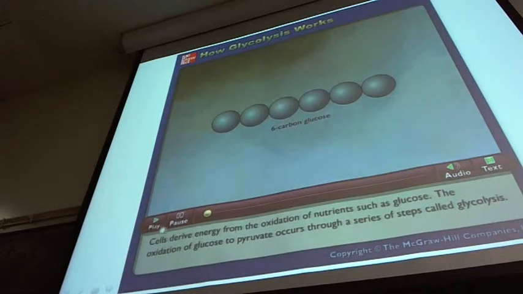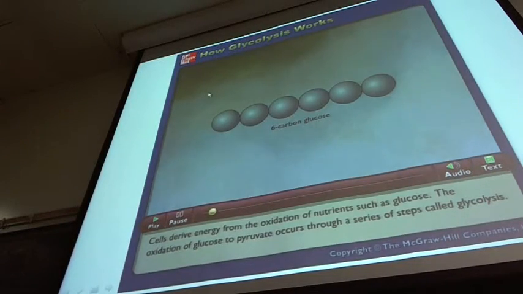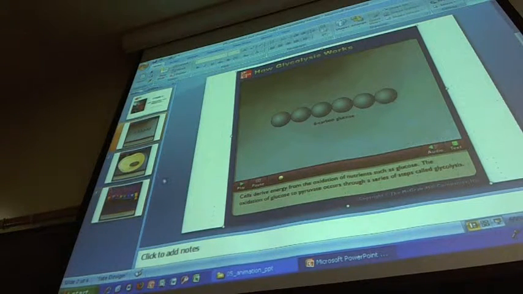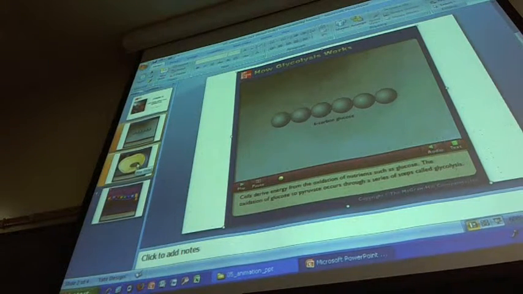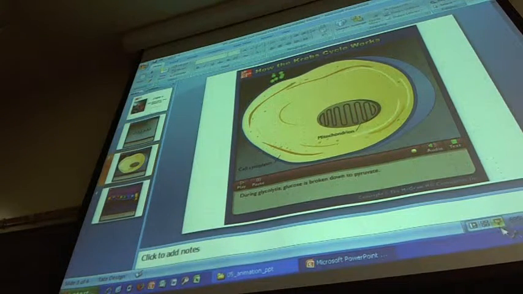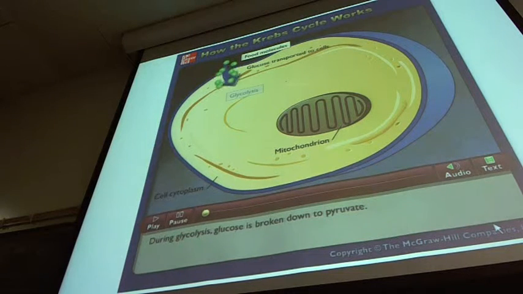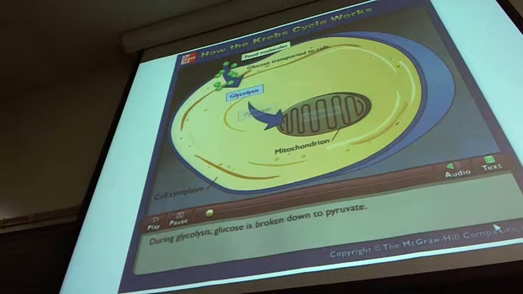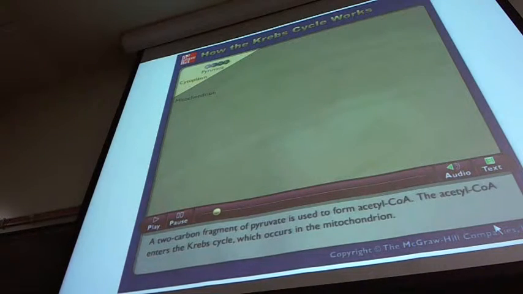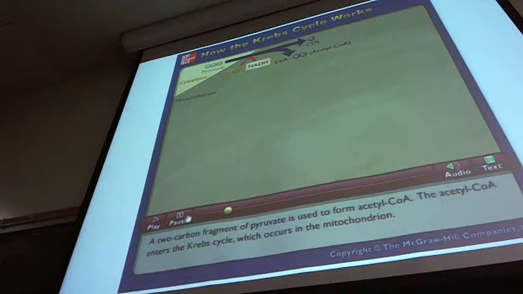Cells derive energy from the oxidation of nutrients such as glucose. That's glycolysis. During glycolysis, glucose is broken down to pyruvate. Krebs cycle. This is a biggie. A 2-carbon fragment of pyruvate is used to form acetyl-CoA. The acetyl-CoA enters the Krebs cycle.